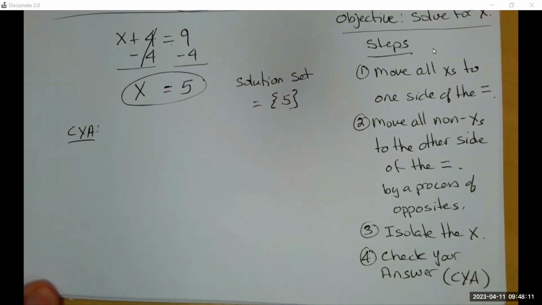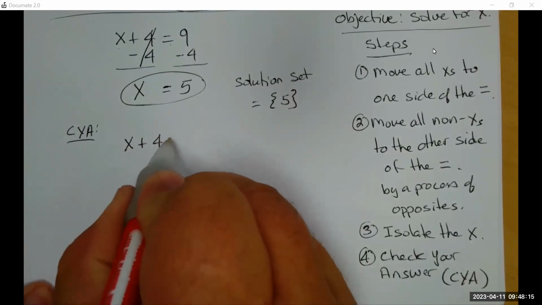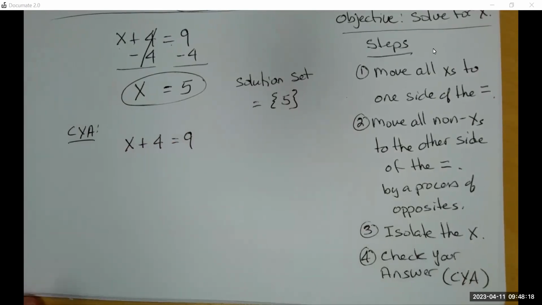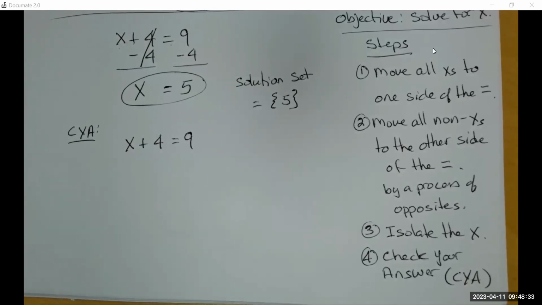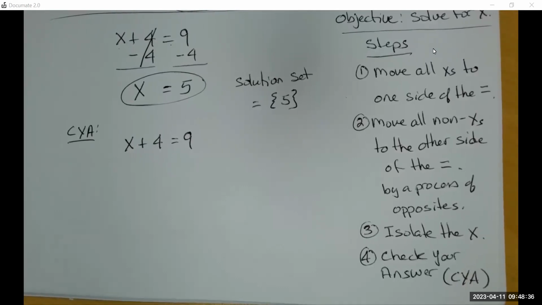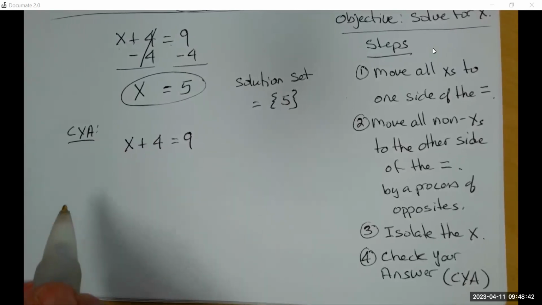Let's check your answer. Always start off with the original equation when you check your answer. Can you tell me why? Because that's the only thing that hasn't been touched by you. It's exact. Anything after that, anything that you do to an equation changes it. If you did something wrong, it'll be wrong all the way through. But the only thing that hasn't been changed or touched is the original equation.